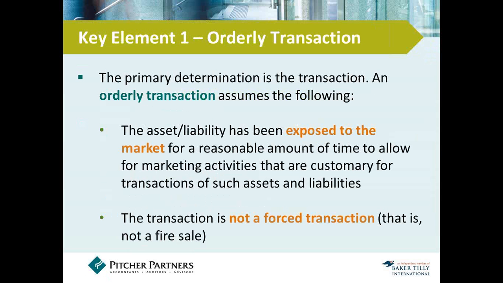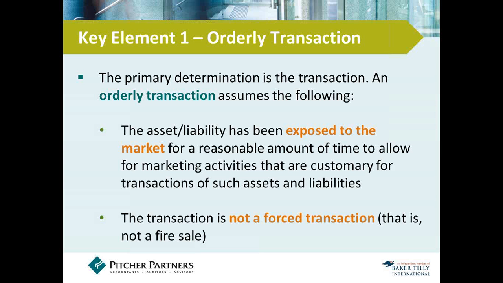So if we look at the first key element, which is an orderly transaction, this is the primary determination. The primary determination is the transaction. An orderly transaction would assume the following. This asset or liability has been exposed to the market for a reasonable amount of time to allow for marketing activities that are customary for transactions of similar assets and liabilities. It's very important. An orderly transaction is not a forced transaction. It's not a fire sale.